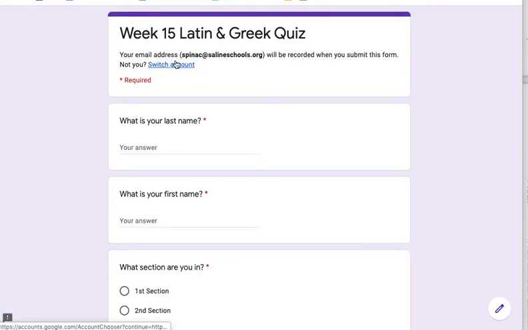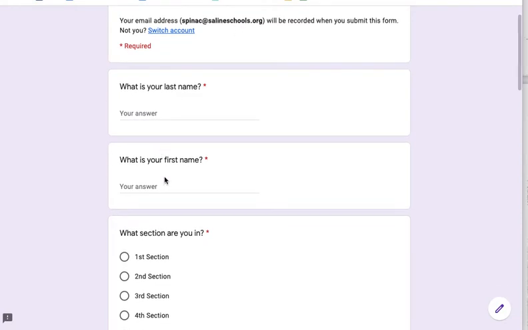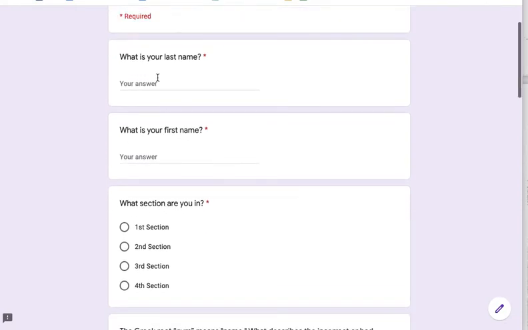You do have to be signed in with your Saline Area Schools account to be able to take the test. You have to be signed into Google more specifically. It's going to ask you questions like what is your last name and what is your first name and what section are you in. So I'm going to start taking this test and see how I do.